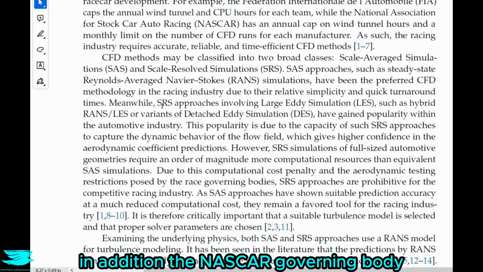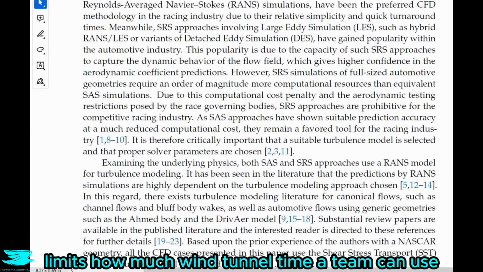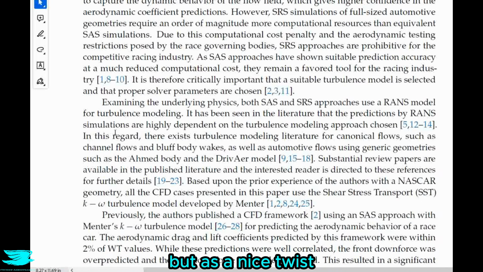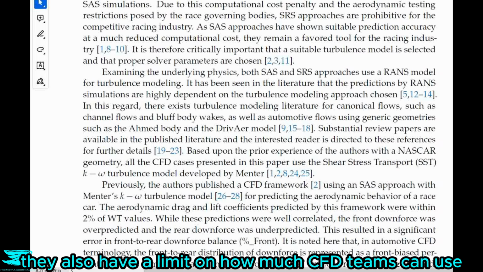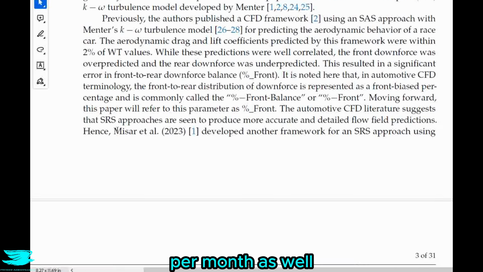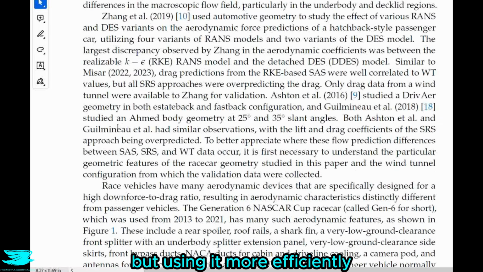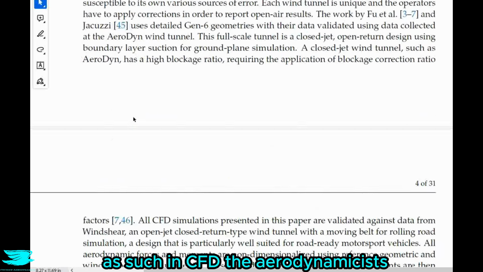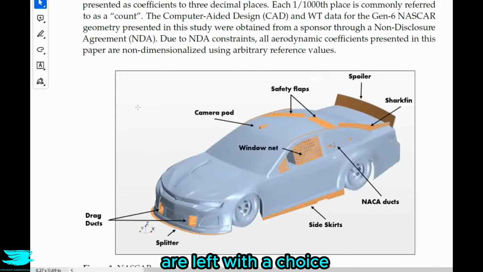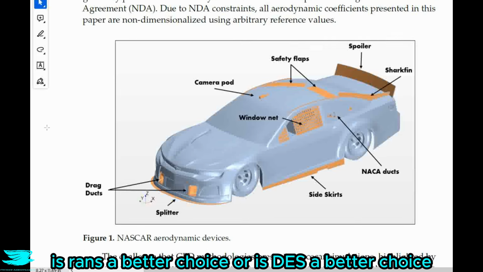In addition, the NASCAR governing body limits how much wind tunnel time a team can use, but as a nice twist, they also have a limit on how much CFD teams can use per month as well. So it's also not just about using CFD, but using it more efficiently. So as such, in CFD, the aerodynamicists are left with a choice. Is RANS a better choice or is DES a better choice?